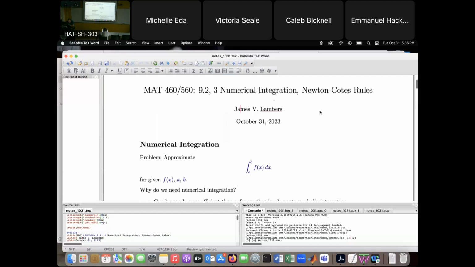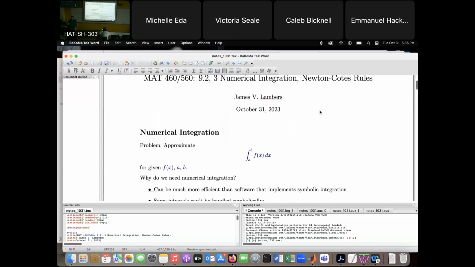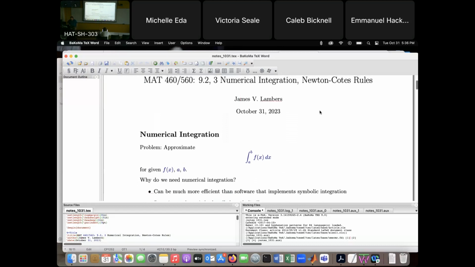Now, why is numerical integration necessary? Because you've all taken calculus too. You'll have learned various integration rules, and there's software out there that implements those integration rules, and other ones that are too advanced for Cal 2. For one thing, numerical integration is a lot more efficient than software carrying out symbolic integration.